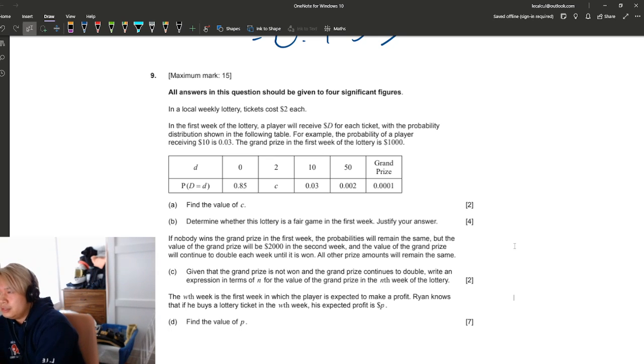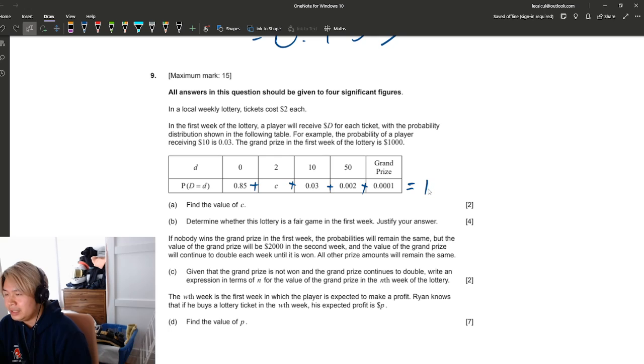Okay, local lottery. The cost's $2. The probability here, for example, the probability of a person receiving $10 is this. Grand prize is this. So this is your payout, and then this is the probability. Okay. So first off, determine the value C. This is the total probability, so this should always be equal to 1 if you were to add these all up.